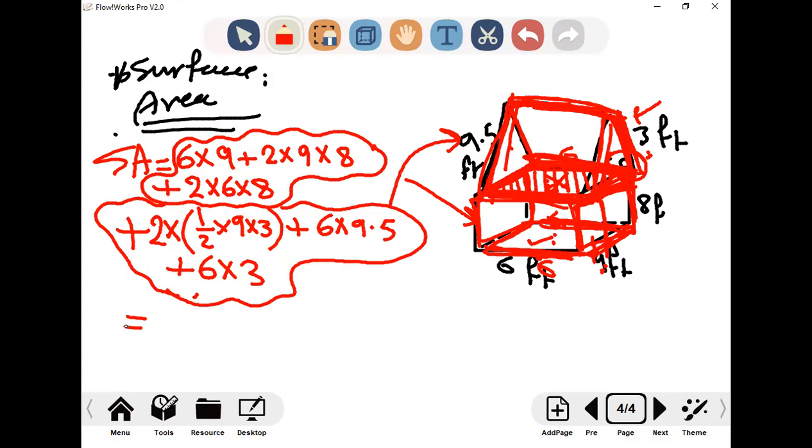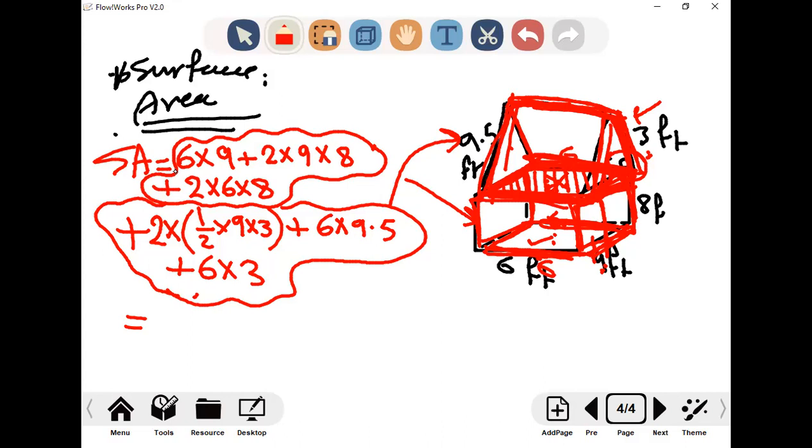This will be 6 multiply 9, plus 2 multiply... I didn't put 2 here because I took only the floor. I didn't take the roof. Right? Plus 2 multiply 9 multiply 8, plus 2 multiply 6 multiply 8, plus 2 multiply half multiply 9 multiply 3, plus 6 multiply 9.5, plus 6 multiply 3.